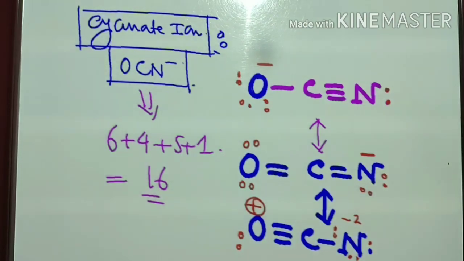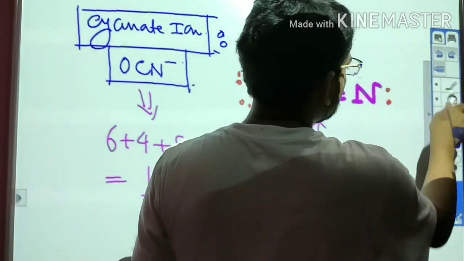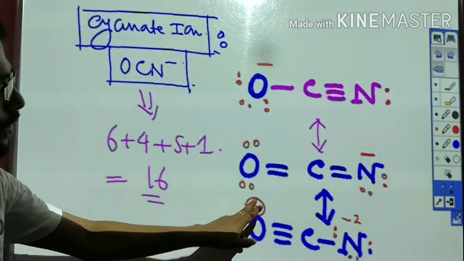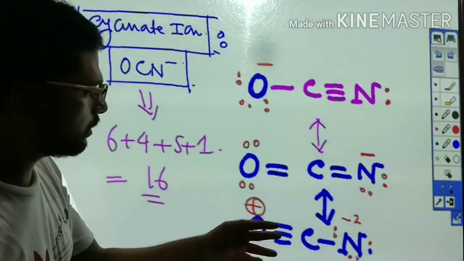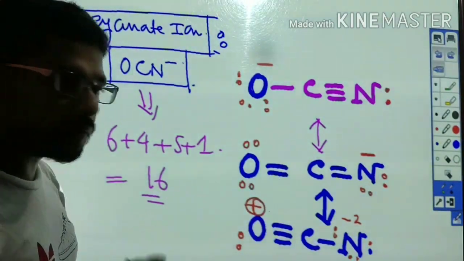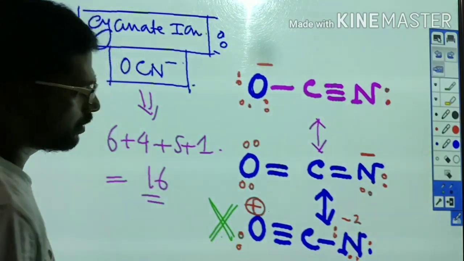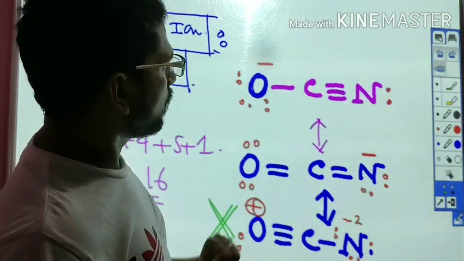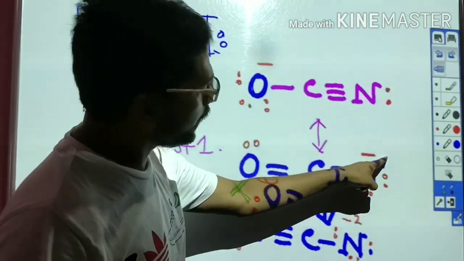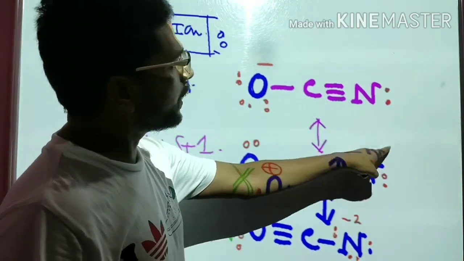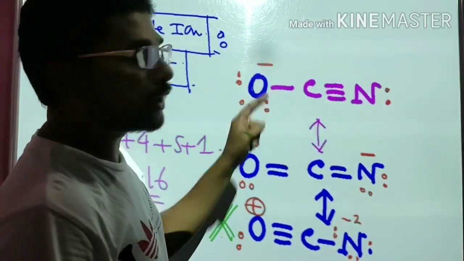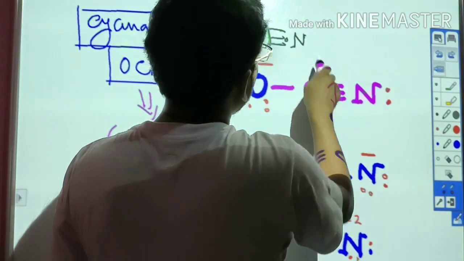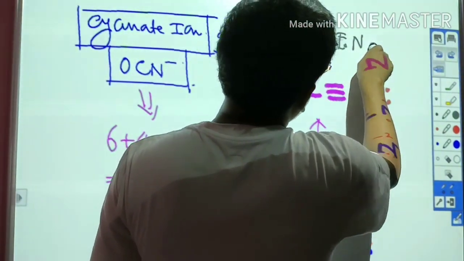Now from these structures, you need to find the best one. Which one is the best one? See, if you look at the structures, you can see. First of all, oxygen is not happy with formal charge +1 because oxygen is a highly electronegative element. So remove this one. It is not the best one. Out of this one and this one, what is the difference? Here nitrogen carries charge -1. Here oxygen carries charge -1. See, electronegativity. The electronegativity of oxygen is more than the electronegativity of carbon.